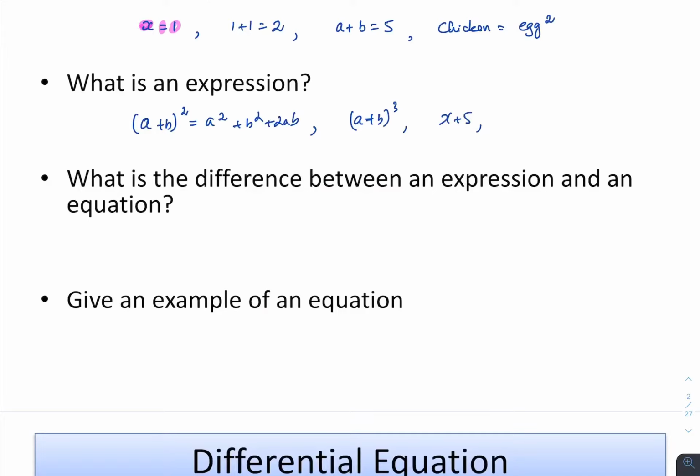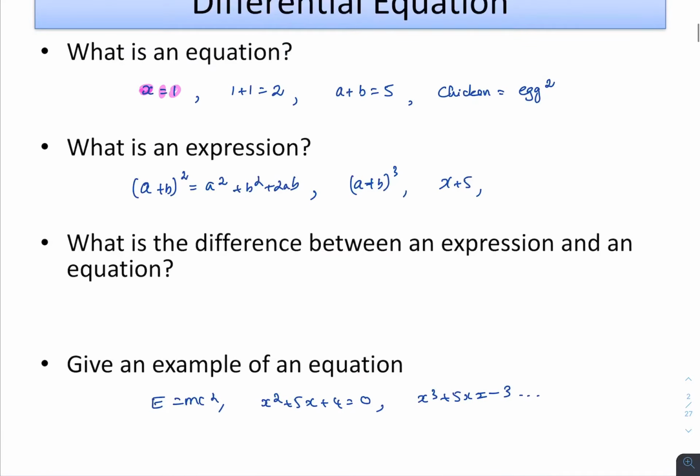I think we looked at some earlier. E is equal to mc squared. That's an equation. x squared plus 5x plus 4 is equal to 0 is an equation. x cubed plus 5x is equal to negative 3 is an equation. So you can keep on going there. And there are many types of equations.